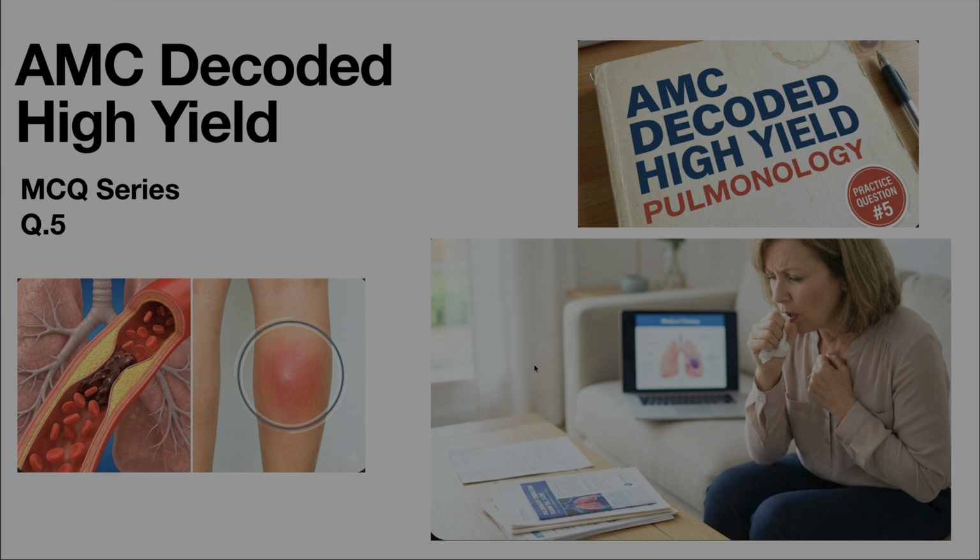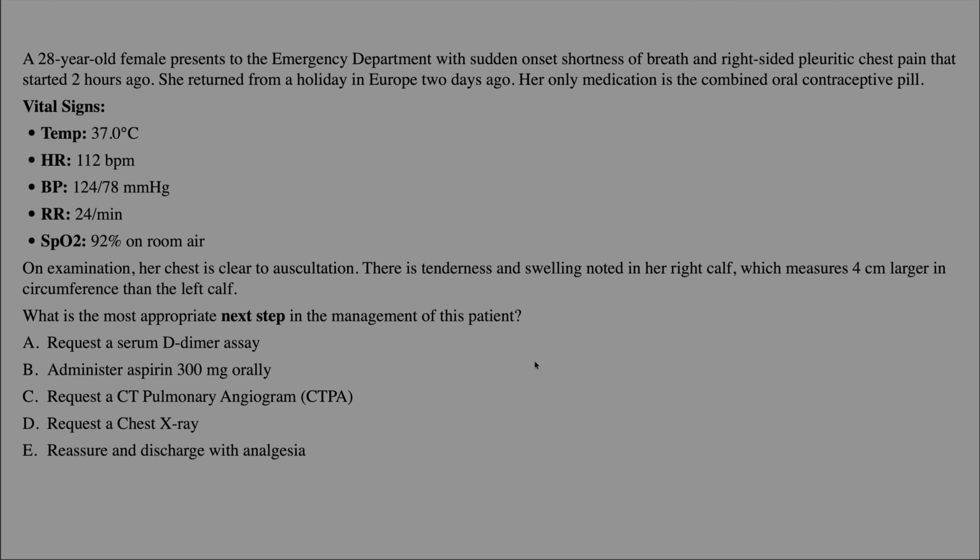Let's look at the clinical vignette. We have a 28-year-old female who presents to the emergency department with a sudden onset shortness of breath and right-sided pleuritic chest pain that started 2 hours ago. She returned from a holiday in Europe 2 days ago. Her only medication is the combined oral contraceptive pill.